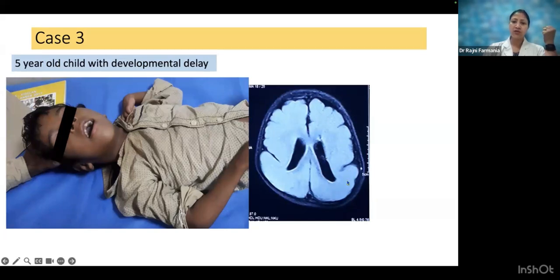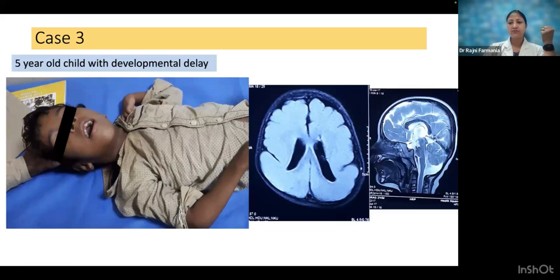So, posterior dominant smooth brain. Anterior, you can see some gyri, but these are less. So, it's a clear lissencephalic brain.